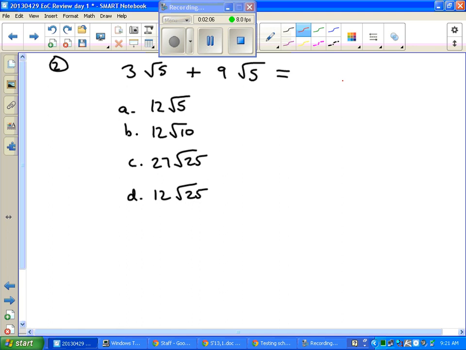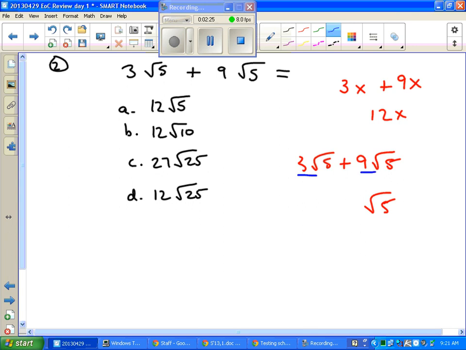Remember, had you been adding 3x plus 9x, you'd have gotten the number 12x. Radical numbers act the exact same way. If you have 3 times the square root of 5 plus 9 times the square root of 5, you leave the square root of 5 when you're adding them. You leave it just like you left the x. You don't make that x squared. And you simply add 3 plus 9 and you get 12 times the square root of 5. A.